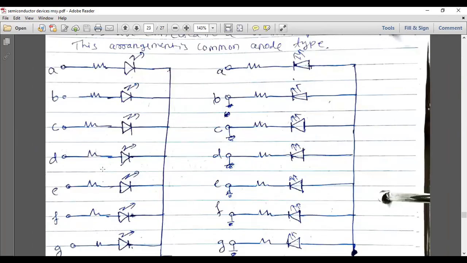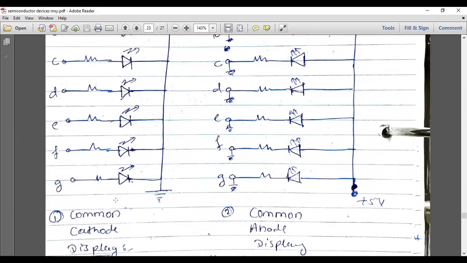See here, this is the common anode method here now. Common anode method.